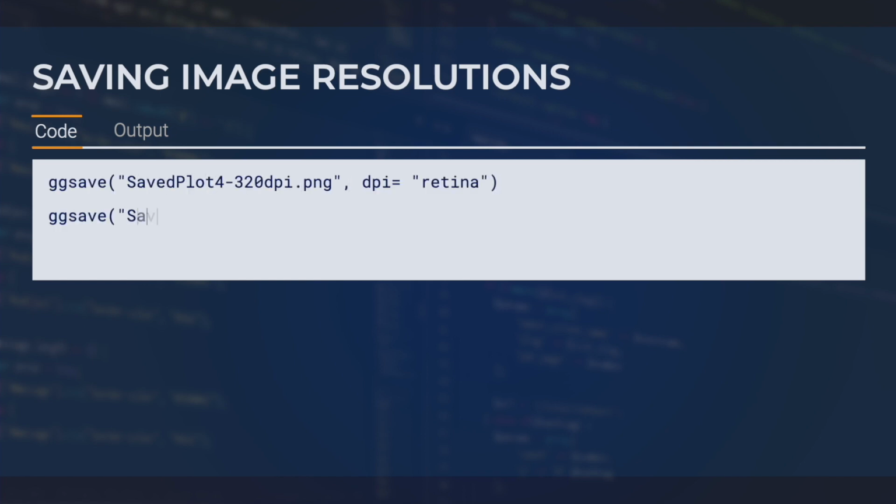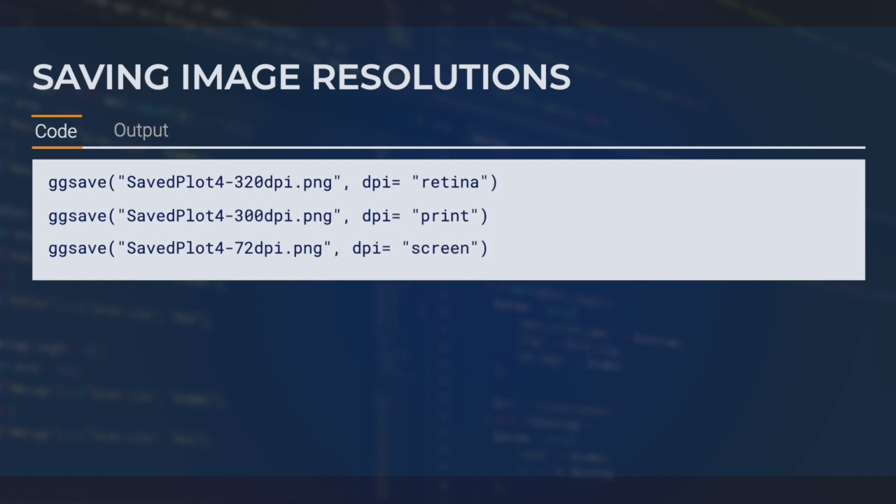Finally, another useful argument for ggsave is dpi, which allows you to set the resolution of your plot. You can set it to one of three settings: retina for 320 dpi, print for 300 dpi, or screen for 72 dpi. Now you have the tools to save your plots with custom settings using ggsave.